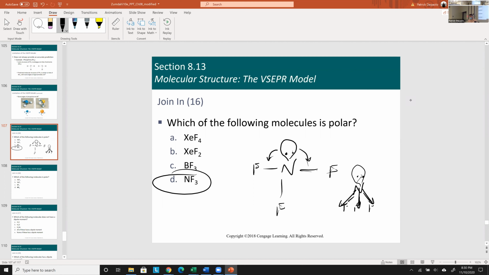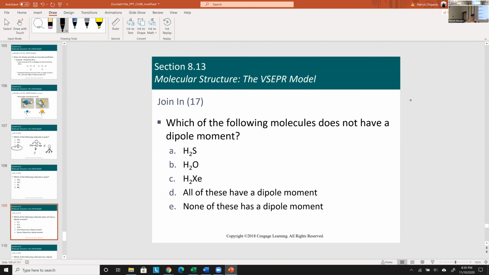But if you didn't know what the electrons do, you would say, oh, look, they all pull in the opposite direction, it's nonpolar. But no, we know better than that now. So does that make sense? Yeah, so we can use this VSEPR model to figure out polarity. Okay, all right.